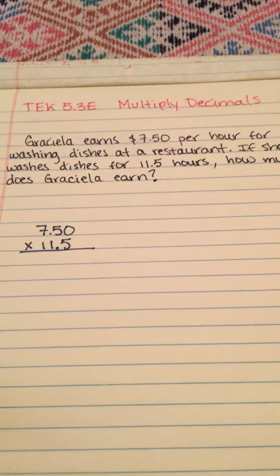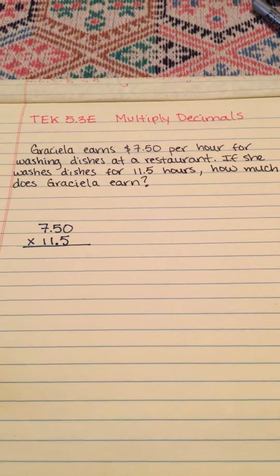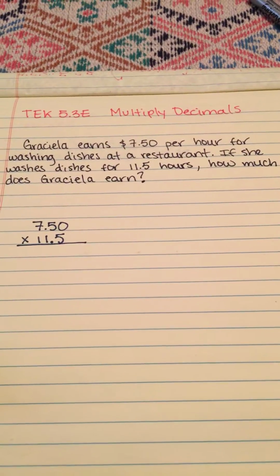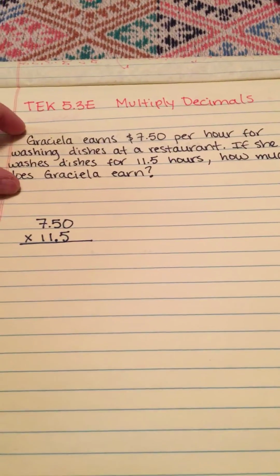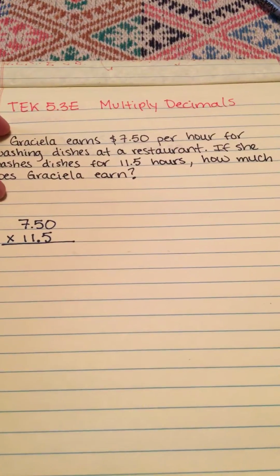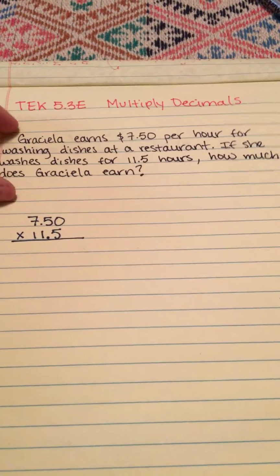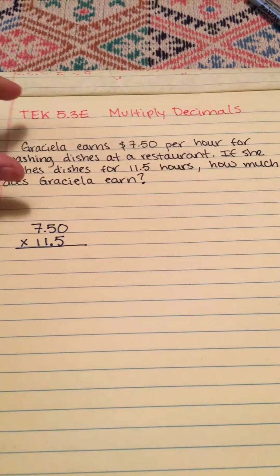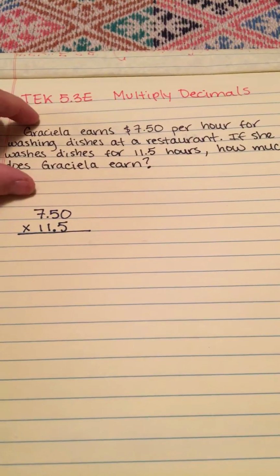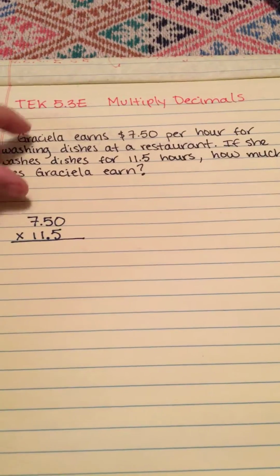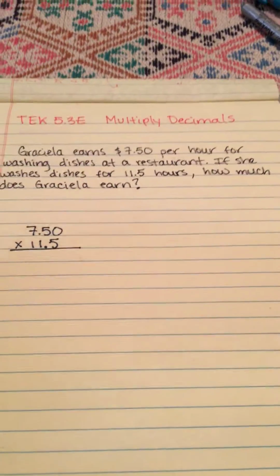Okay, so right now we're going to go over TEK 5.3e, which is on multiplying decimals. I wrote out a little example for you of how one of the word problems may look on the STAAR, okay? Doesn't mean that this exact problem is going to be on there, but this may be how they represent a problem where you will need to multiply decimals. So let's go ahead and read it.